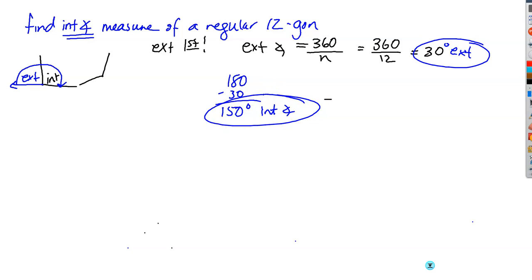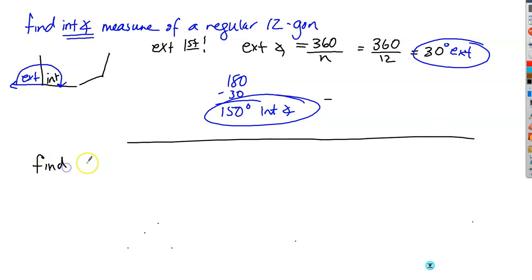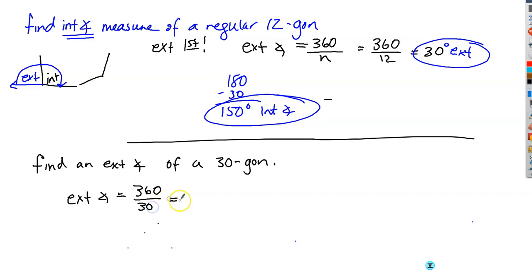That's the hardest one. If I just straight up say, find an exterior angle of, let's do, a 30-gon, that's easy. Exterior angle is straight up the formula. 360 divided by 30, boom, 12. So each little exterior angle is 12.